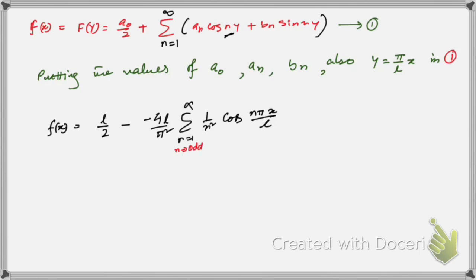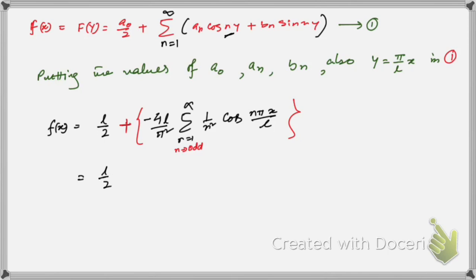Because otherwise if n is even, this term will be again 0, right? So from now, if you put the odd values, then here you say, let me write here bracket. Okay, this is the plus, right?